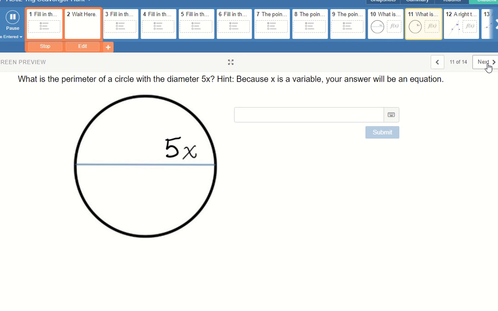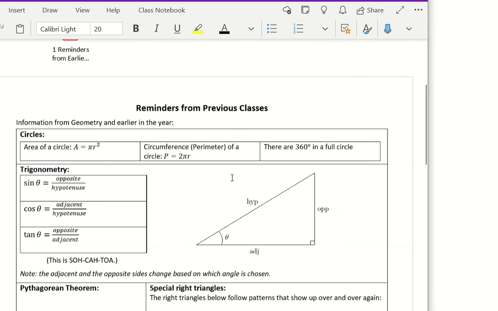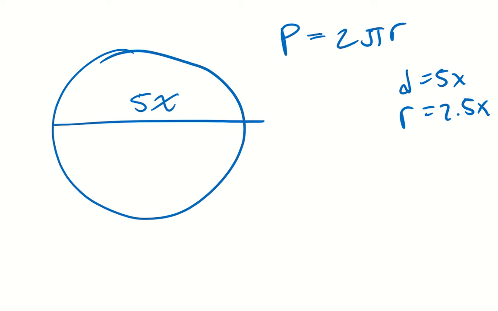Next one. All right, so what is the perimeter of a circle with the diameter 5x? Similar but different equation, right? So the perimeter of a circle, same place in the notes, perimeter equals 2 pi r. We don't know r again, but we can figure it out. If d equals 5x, then r equals 2.5x.